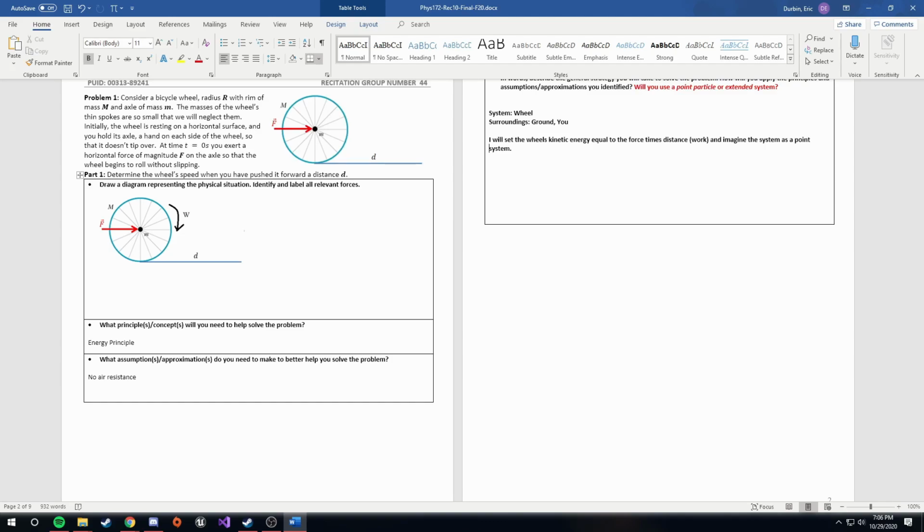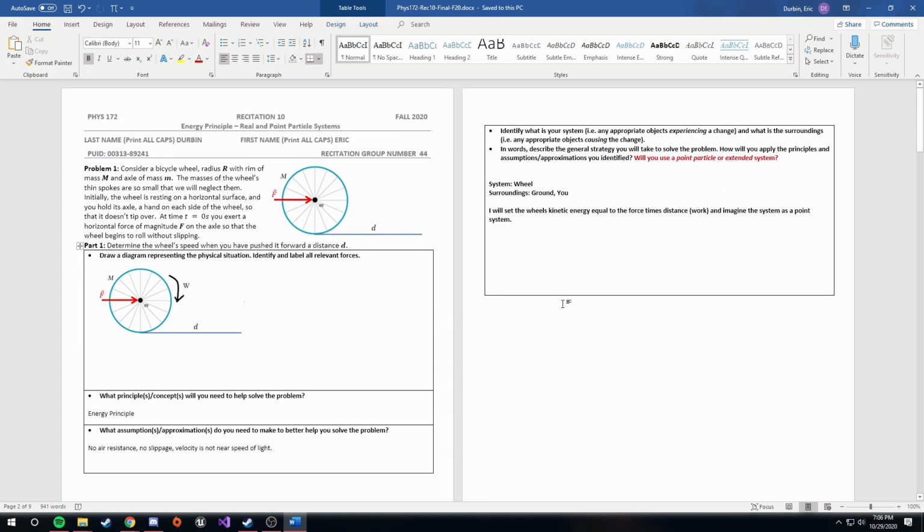I'm open to hearing other assumptions, like maybe we're not near a gravity well, so velocity is not moving near the speed of light. I said no slippage, like on the bottom of the wheel. That's a good one. So, system is the wheel, surroundings, ground, and you.